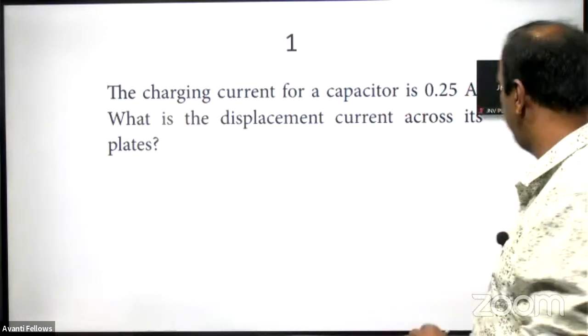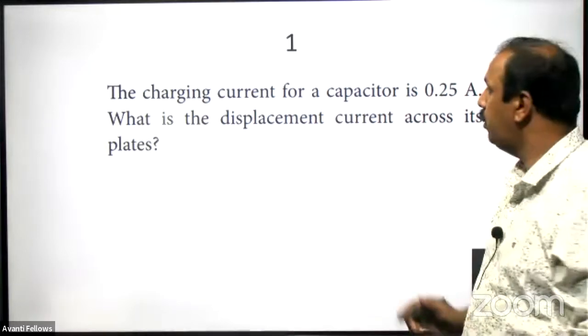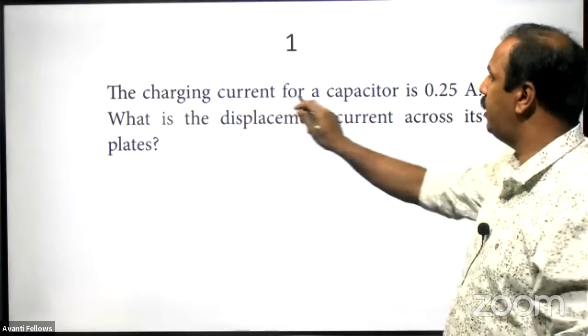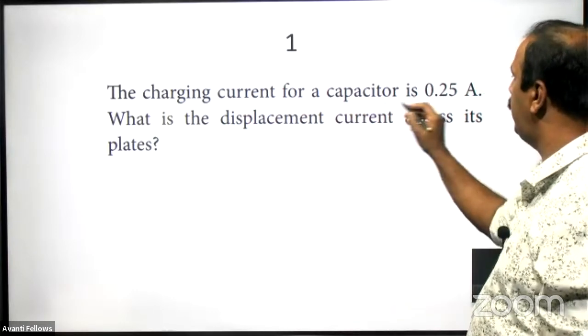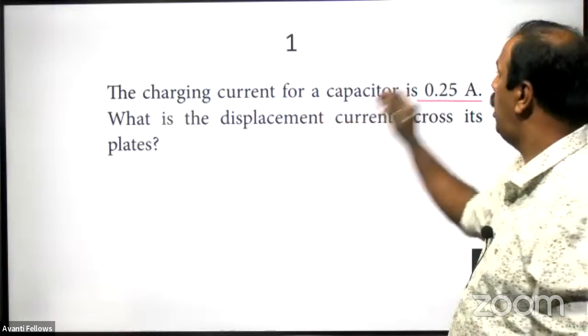Okay, so I will continue. We had a small technical problem, that's why. So what we were discussing is we have a capacitor and the capacitor is charging and the current is 0.25 ampere.